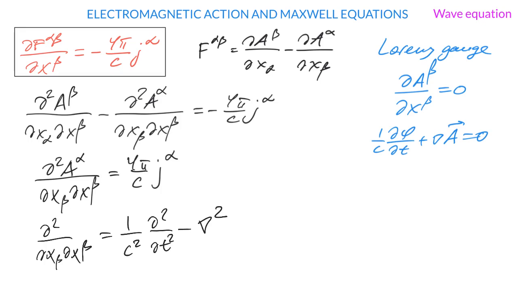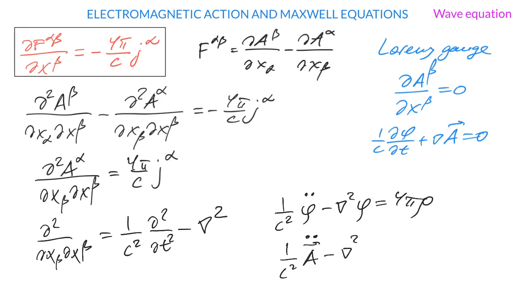So if we write it in terms of the scalar and vector potential, these look like 1 over c squared phi double dot minus the Laplacian of phi equals 4 pi rho, and the one for the vector potential looks exactly the same for each component of A, but the right-hand side is 4 pi over c times the current density. In the absence of charged particles, we have a free electromagnetic field that satisfies the homogeneous wave equation with no right-hand sides, zeros instead of rho and j.